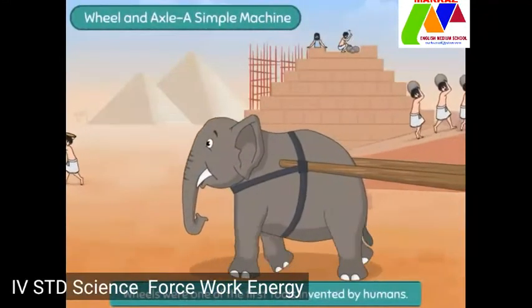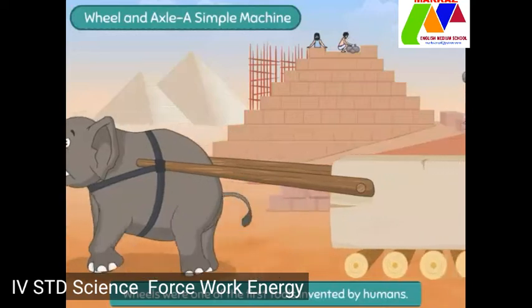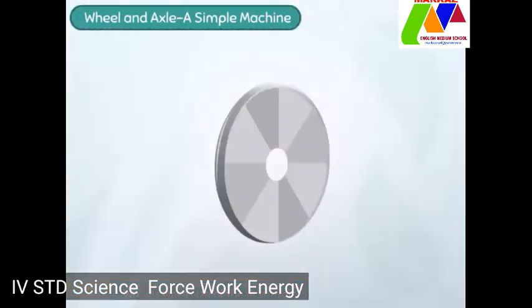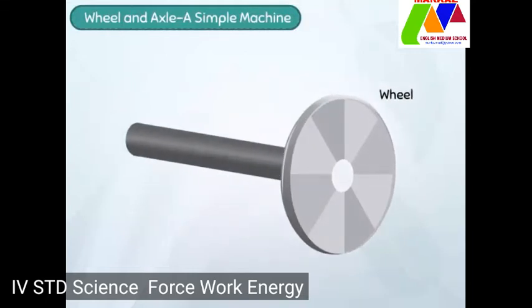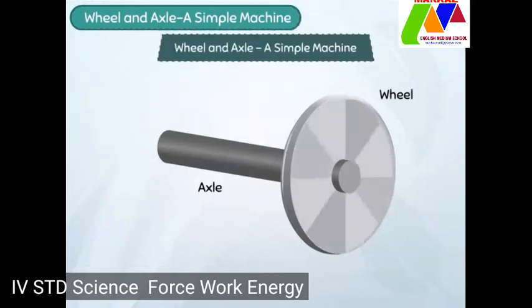Wheels were one of the first tools to be invented by humans. However, a wheel alone is of no use. But when it is combined with an axle, it forms a simple machine called the wheel and axle and can be used in many ways. Let us learn more about this machine.